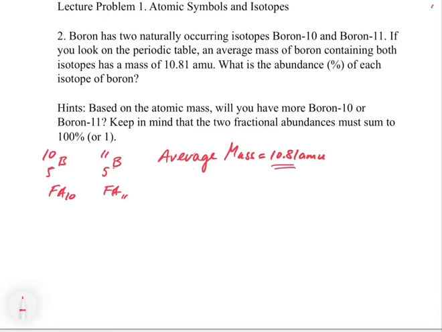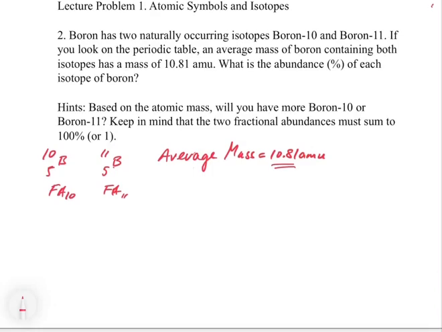I could just tell that by looking at this number, because if it were 50-50, it would be halfway between boron 10 and boron 11. We're past the 50-50 mark, so we're going to have much more boron 11 than boron 10. That's one way to look at it right away. You can get a sense and situate yourself by looking at the 2 isotopes that are present, what the mass is, and where it falls between the 2 masses of those isotopes.